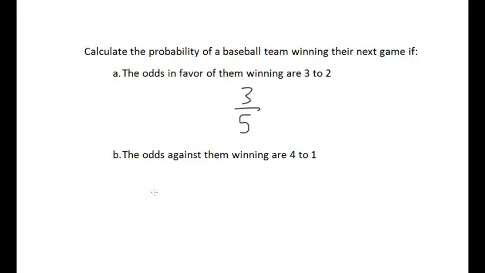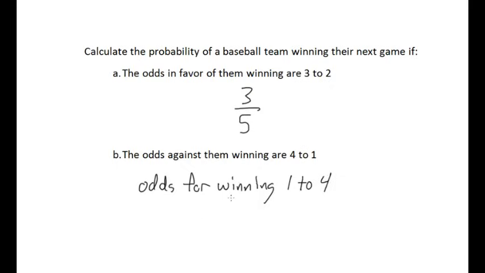For the second part, the odds against them winning are 4 to 1. Now we haven't seen odds against yet, but what we would first want to do is change that to odds for. So the odds for winning would be 1 to 4. So odds against is just the reverse of odds for.